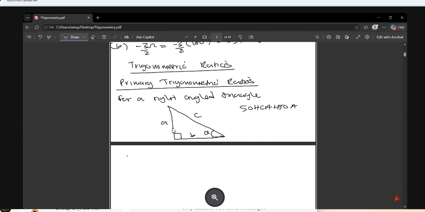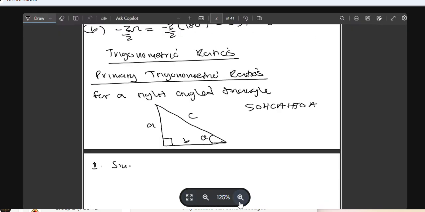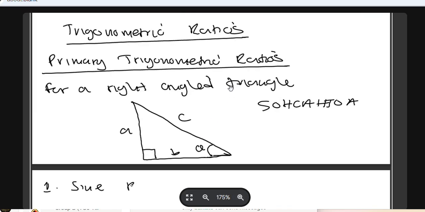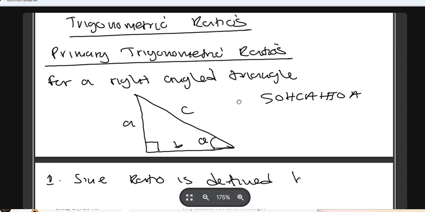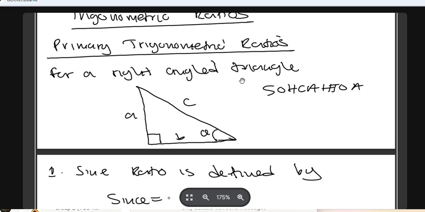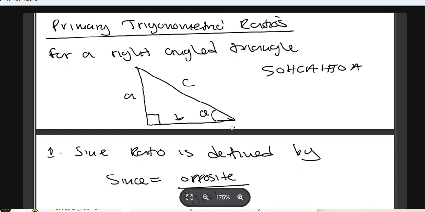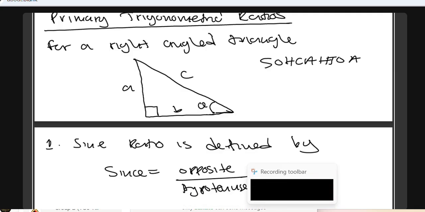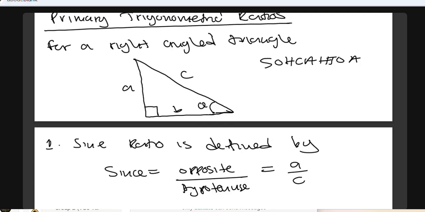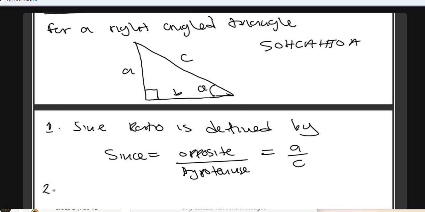Sine ratio. Sine ratio is defined by sine theta is equal to opposite over hypotenuse, which is equal to A over C.